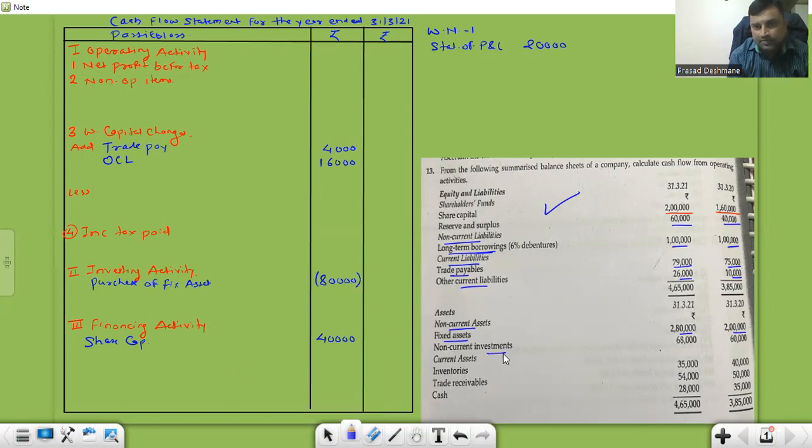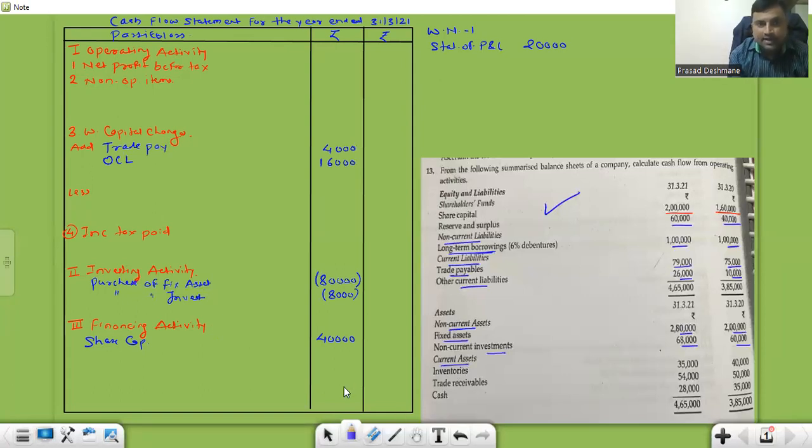Next, non-current investment. Non-current investment is also part of investing activity. It was 60 and became 68, increased by 8,000. Again, it is a purchase of investment. 8,000 negative because again it's an outflow of cash, because we are buying the investment. The flow of cash is going out.